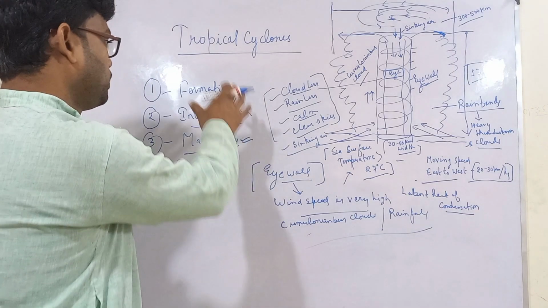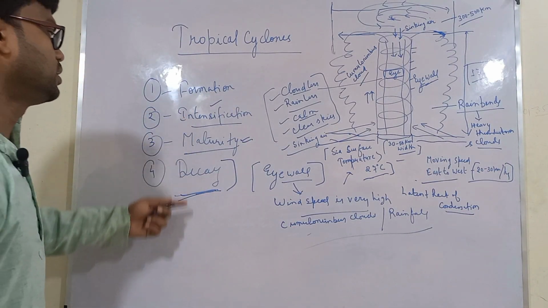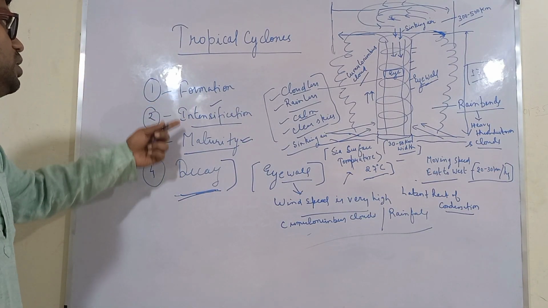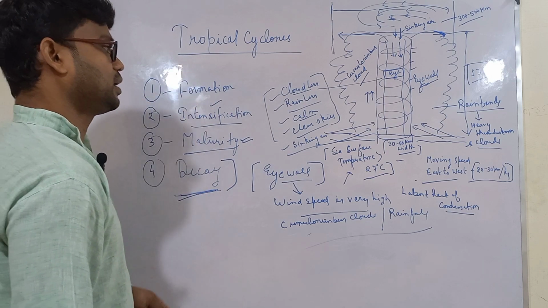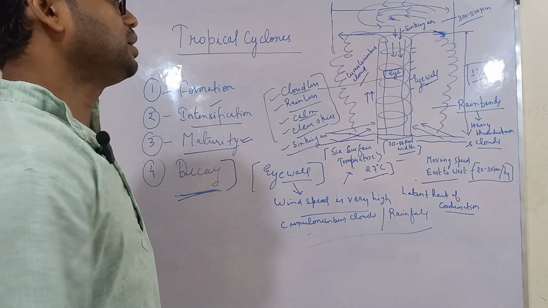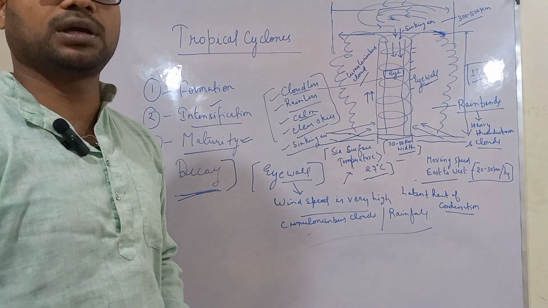Okay, so I hope you have noted it down, and you might have also understood the meaning of these four terms: formation, intensification, maturity, and decay of tropical cyclones. Our next heading will be classification of tropical cyclones.